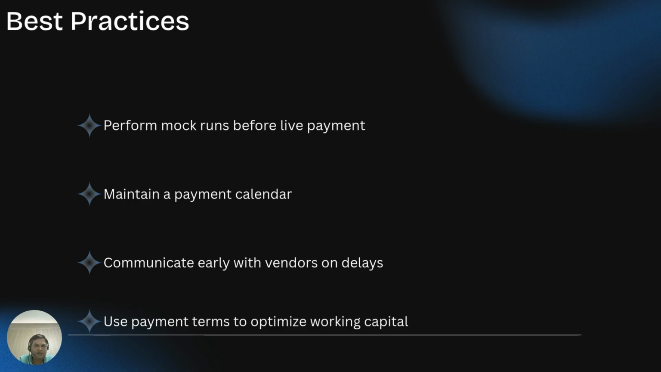Maintain a payment calendar, which means you mark your calendar accordingly so that you understand when the payment schedules are. Communicate early with vendors in case you get into any delays. For example, on Monday you wanted to make payments, but there is a problem in your ERP system or at the bank system because of which you are not able to make the payment. It is very important to communicate to the vendors about the delay so that the vendor relationship does not get hampered.